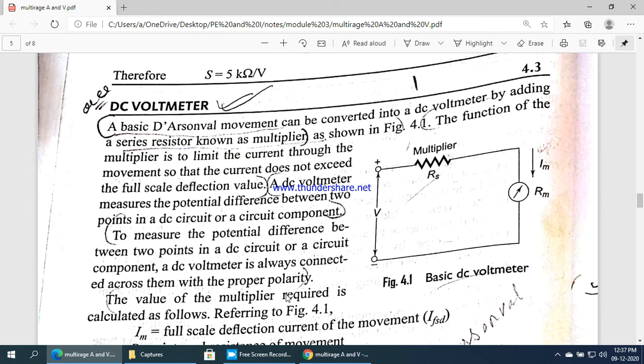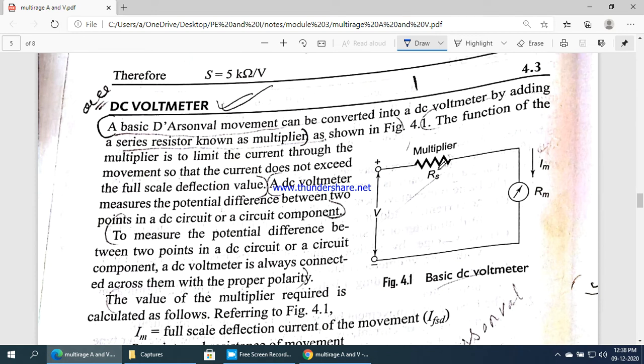So this is a basic DC voltmeter. In order to understand a DC multi-range voltmeter, we need to understand a DC voltmeter, similarly as in the case of the AC multi-range voltmeter, where we studied the AC basic voltmeter. Here also it is the same thing. So this is the multiplier. In the case of a DC ammeter, the shunt resistance was in parallel with the D'Arsonval movement.